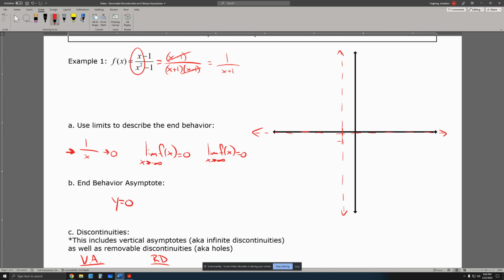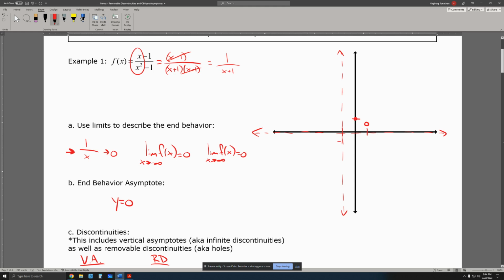Now let's go ahead and plot our y-intercept as well, which is (0, 1). And then we've also got a removable discontinuity at (1, 1/2). I'm going to draw that as a hole in the graph. That would be like an open circle or a point that's not filled in.